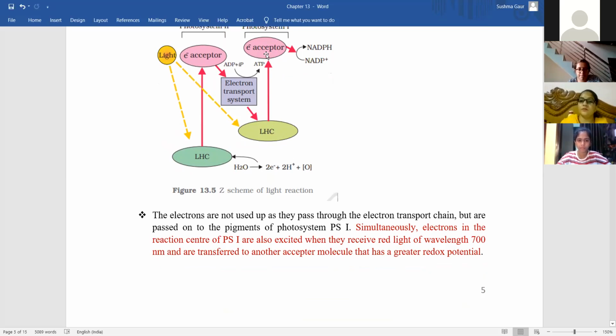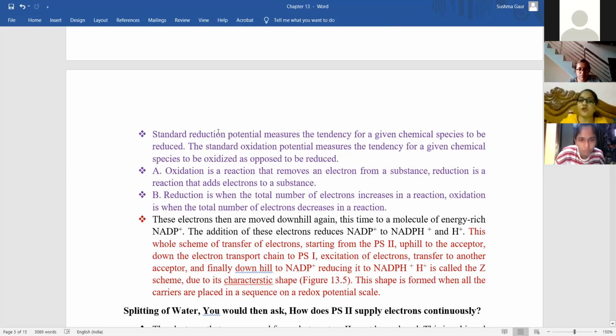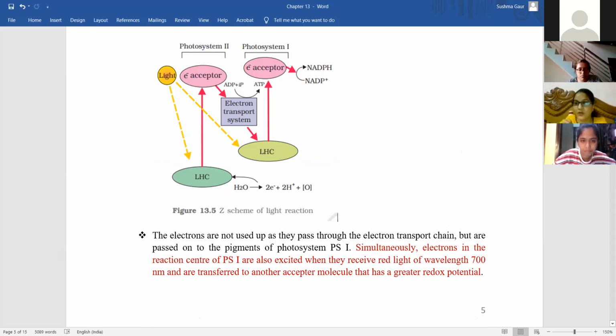So this electron acceptor molecule has a greater redox potential. What do we mean by redox potential? Reduction potential or redox potential means the tendency of a given chemical species to be reduced. Reduction means gain of electrons. So this electron acceptor, I think ferredoxin in the case of photosynthesis, is capable of getting reduced. It is responsible for the reduction of NADP to NADPH.